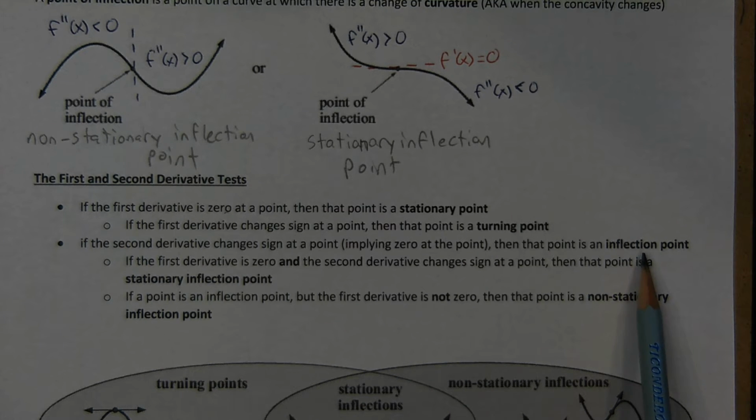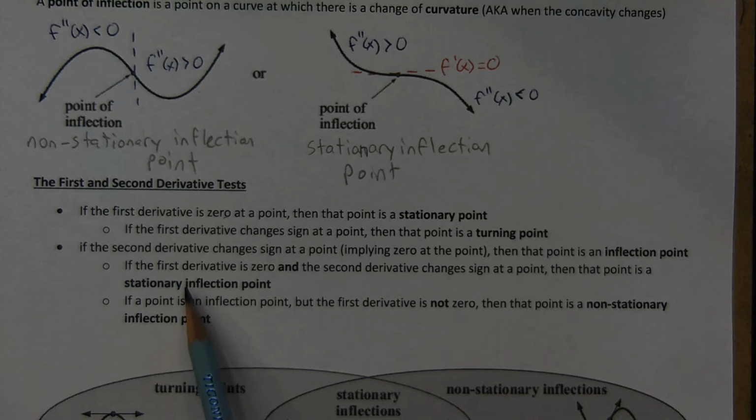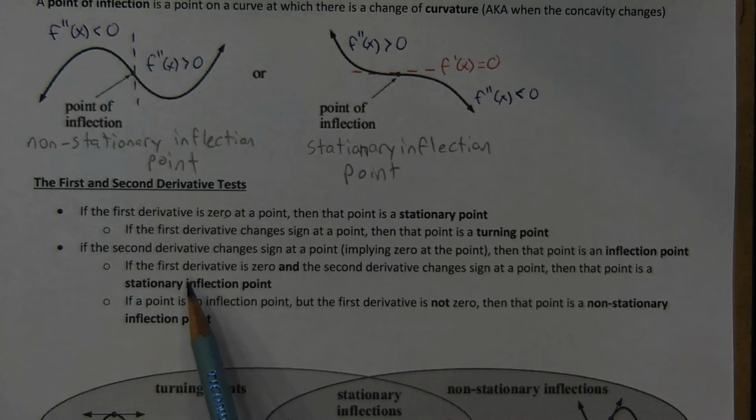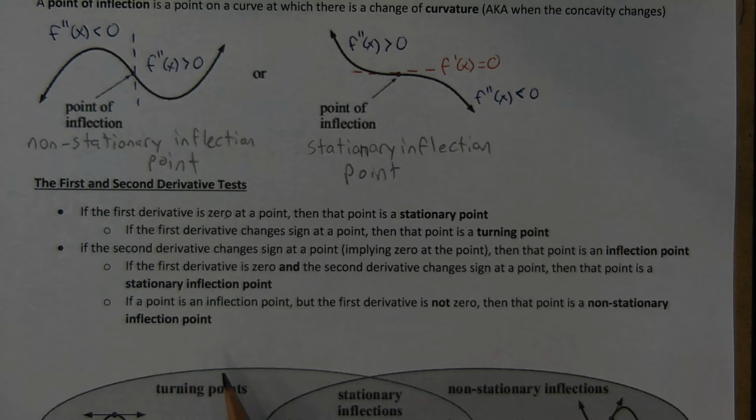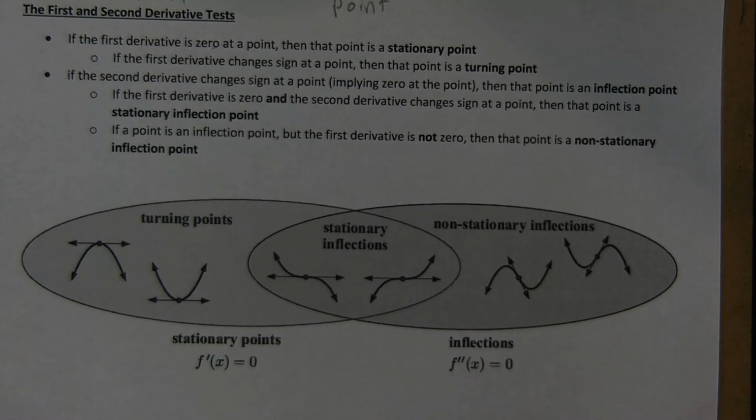So how do you know if it's stationary or non-stationary? Well, if the first derivative is 0, stationary, and the second derivative changes sign, inflection point, you have a stationary inflection point. Now, if the second derivative had a sign change at a point, but the first derivative was not 0 there, then you've automatically found a non-stationary inflection point. And then the textbook authors put this together in a tidy little Venn diagram for us.